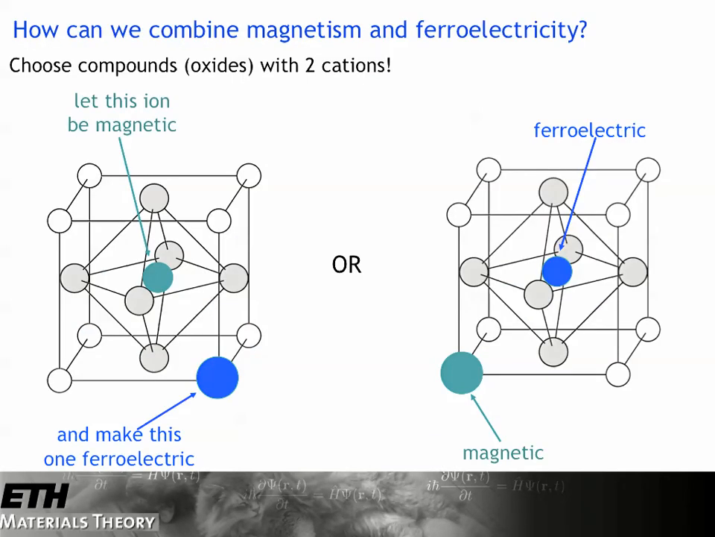So one very obvious way that I can combine magnetism and ferroelectricity, if I know that I need a cation with d electrons for magnetism and a cation without d electrons for ferroelectricity, is to take a compound with 2 cations and make one of them have d electrons and one of them not. This is the approach that we've been doing. And remember, in the perovskite structure, there's a transition metal cation here, and there's a second cation here. So I have 2 choices. I can make this one be magnetic and this one ferroelectric, or I can do it the other way around. Let this one be ferroelectric and make this one magnetic.